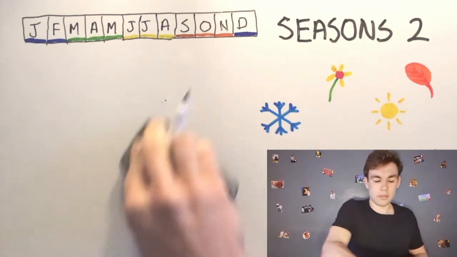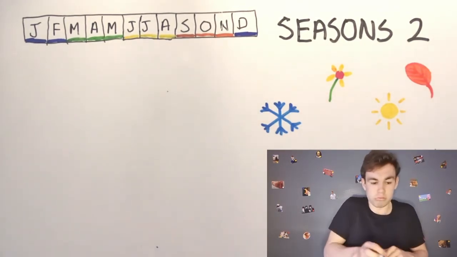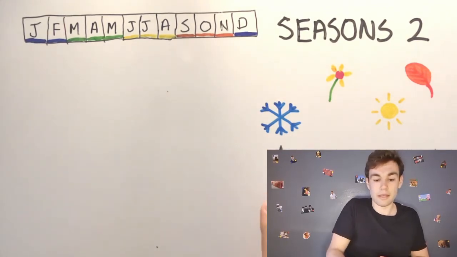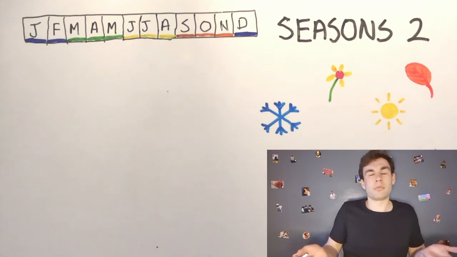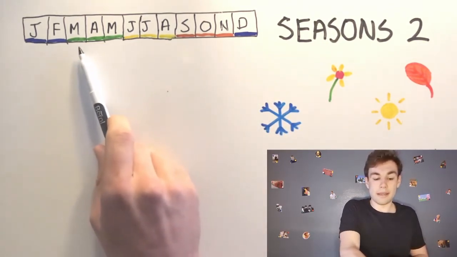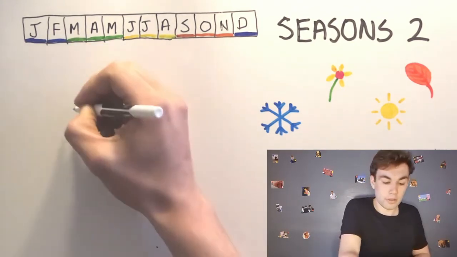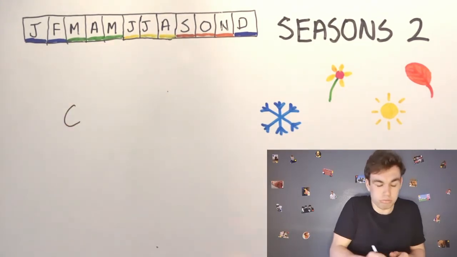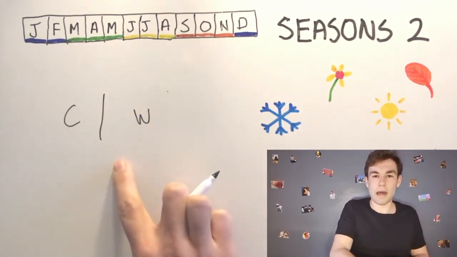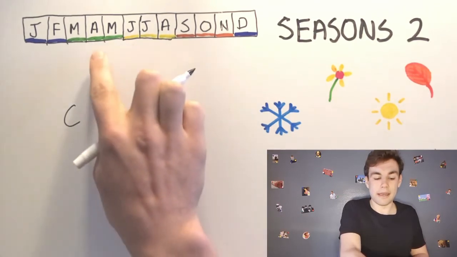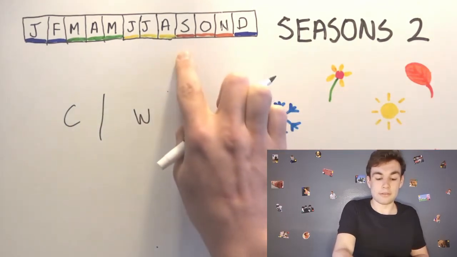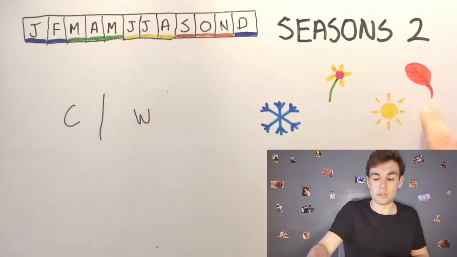Why is it cold in December, January, and February during winter? Why is it warm in June, July, and August? And why is it in between? So cold, warm, and in between. And why is it in between in March, April, and May during spring, and September, October, and November during autumn?